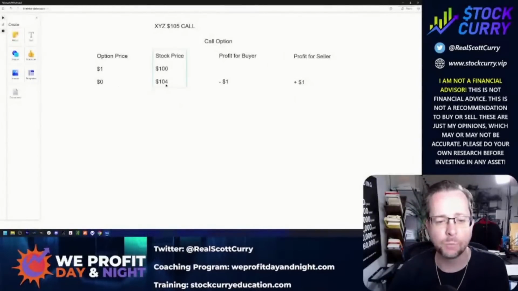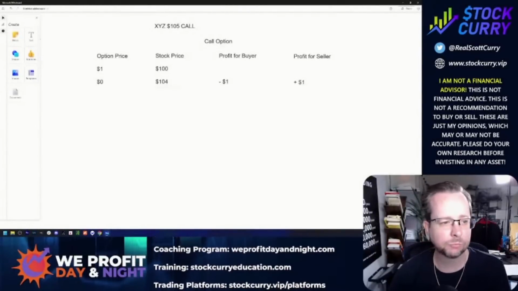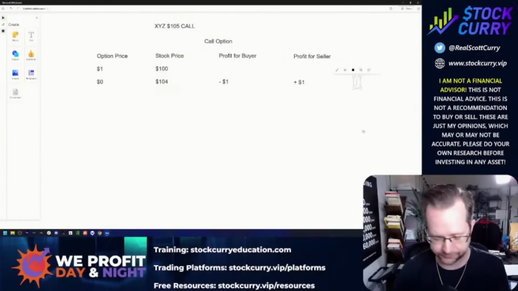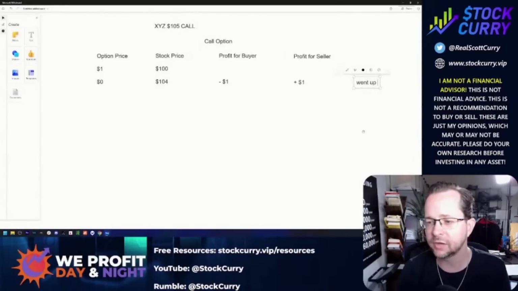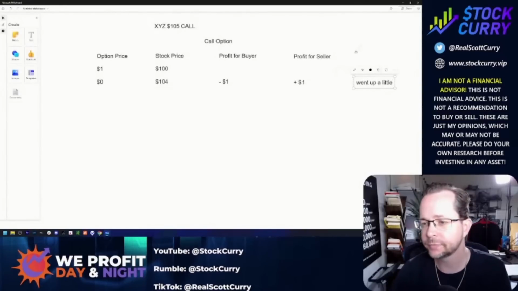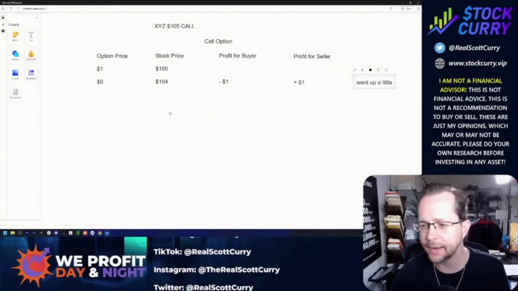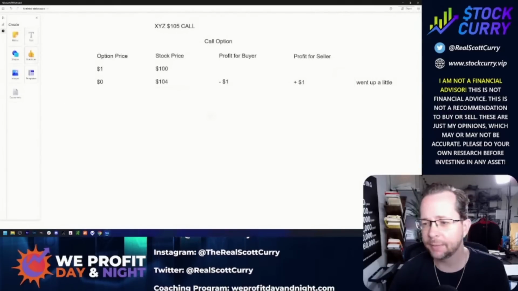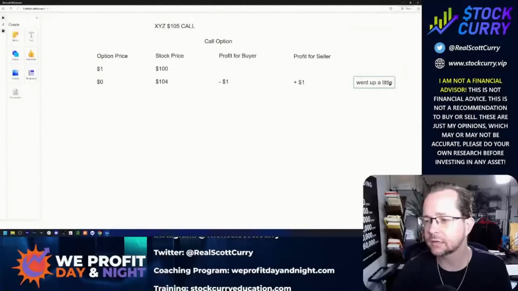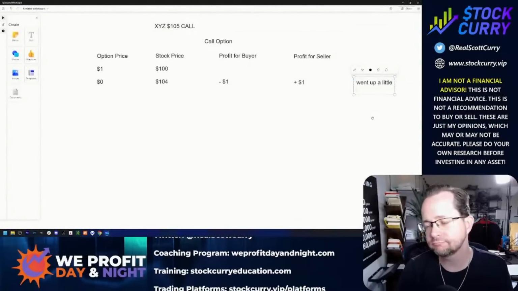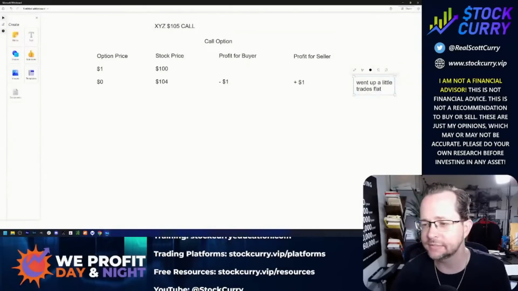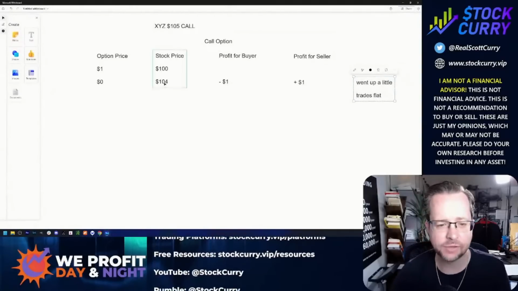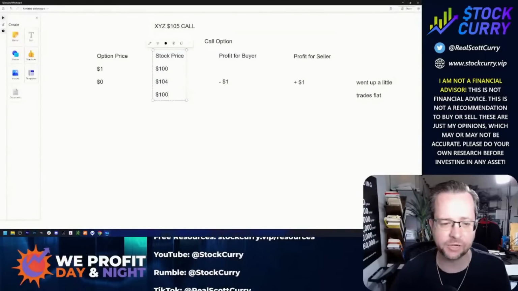Okay, now in this scenario, what happens? What was the outcome of this? Well, in this scenario, the stock went up a little, right? That's what happened here. The stock went up a little. Okay. Let's talk about what happens if the stock trades flat. All right. Let's say our stock is going to trade flat. And if the stock trades flat, it means we finished at $100.